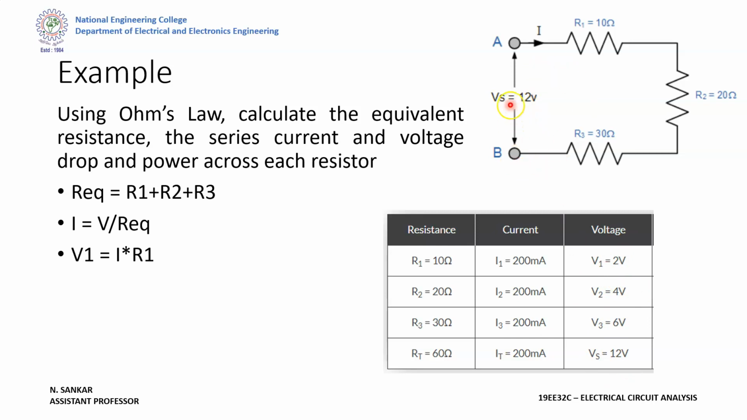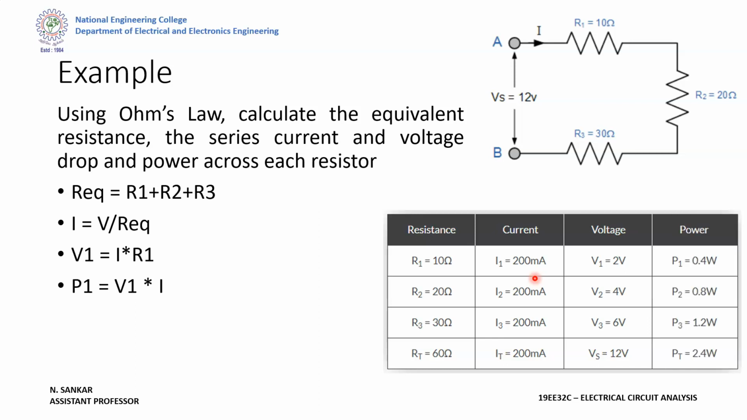So as per Kirchhoff voltage law, 12 minus 2 minus 4 minus 6 will be equal to 0. Now you know the value of current and voltage of each resistor, right? Now we can easily find the power. So power is nothing but P is equal to V into I. So 2 into 200 milliampere, that is 400 milliwatt.